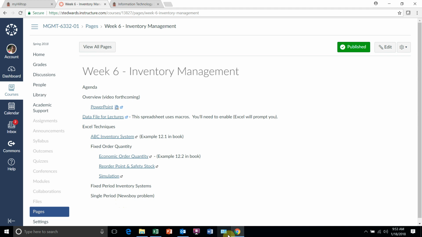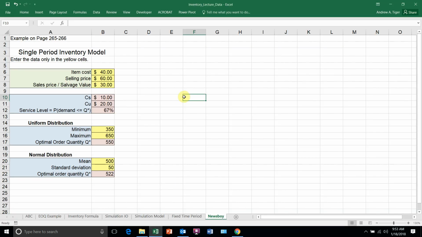So the problem in Excel that we're doing is an example from page 265 in the book, and they're selling a fashion swimsuit. What the item costs the retailer is $40, and they want to sell it for $60. But at the end of summer, they do a big sale and sell anything that they haven't sold during the summer. And you can see that the price is slashed from $60 to $30, which is less than what the item originally cost. So you don't want to have too many, but you want to have enough so that you don't run out.